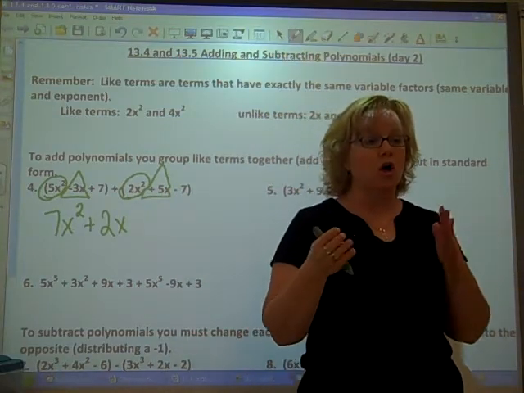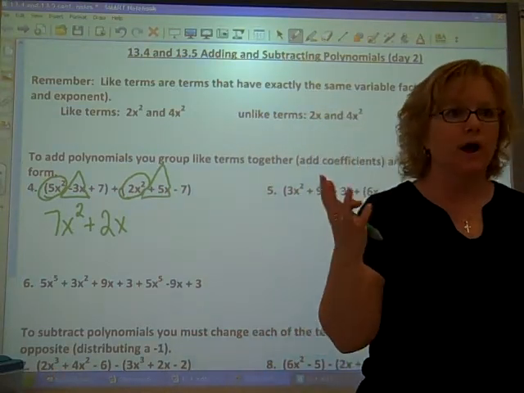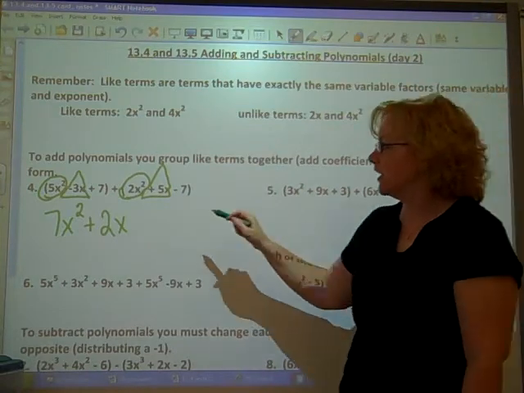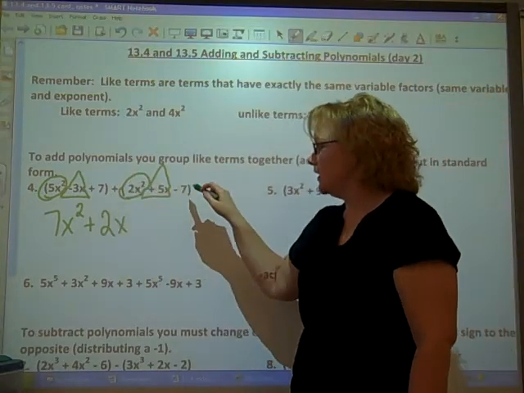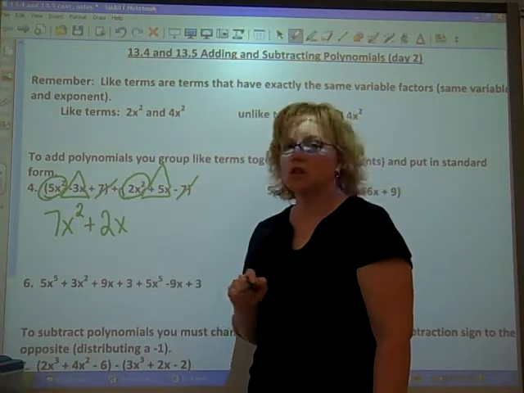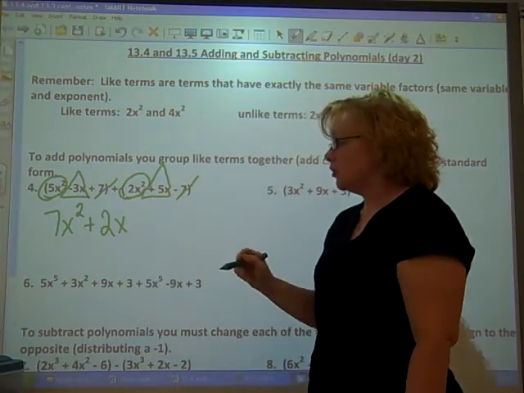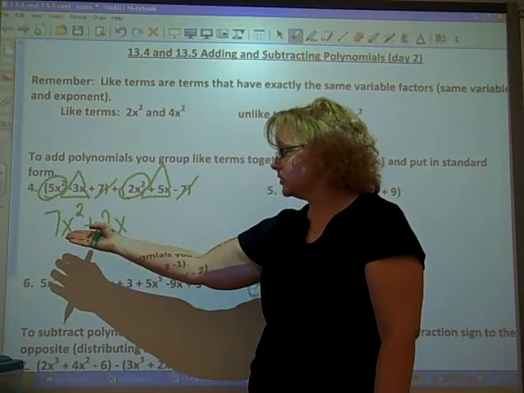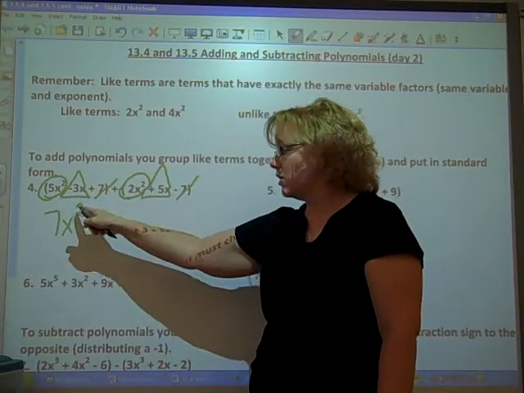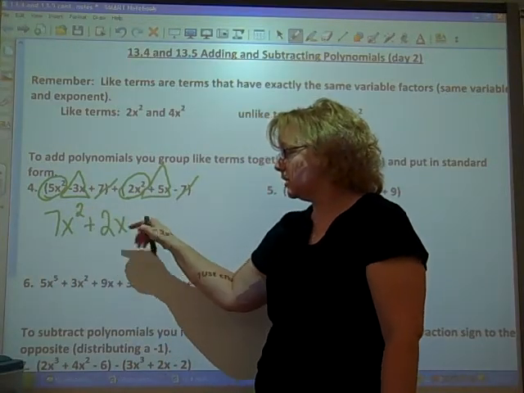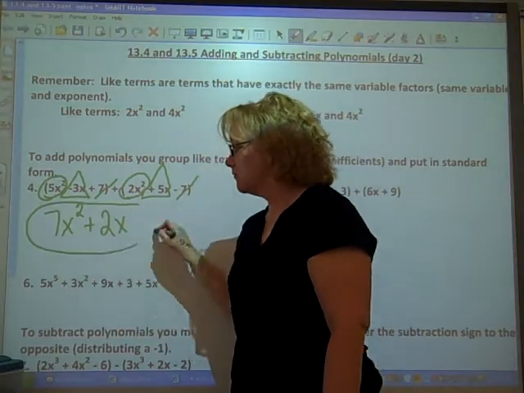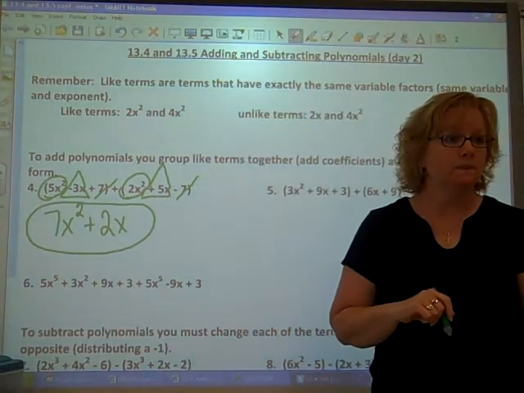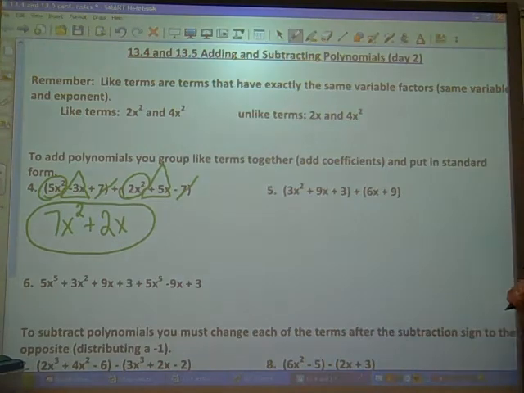Constant terms I can always put together. I've always been able to put numbers together. In this case, 7 minus 7, that just cancels each other out, right? So you're done. I've combined all like terms. It's in standard form. So remember, you look at your exponent. That's it.